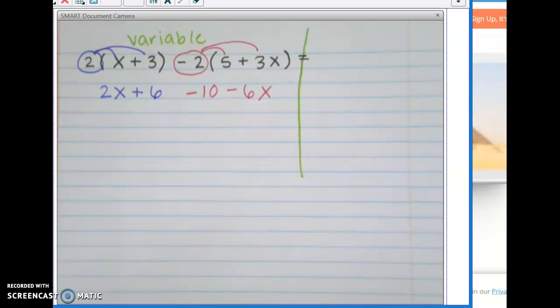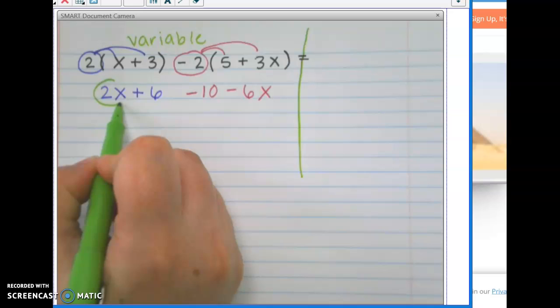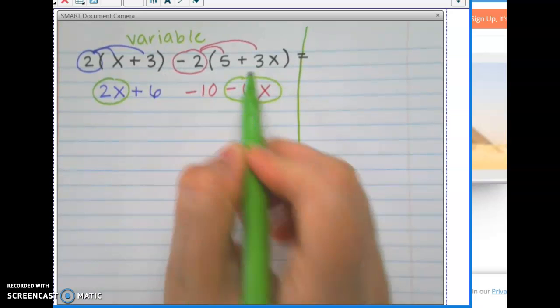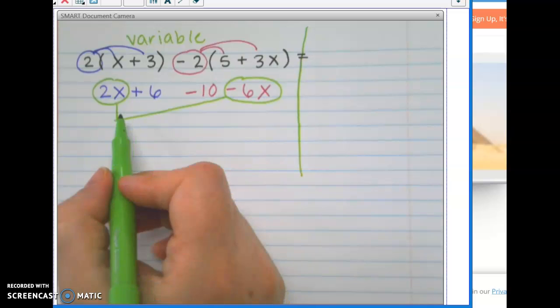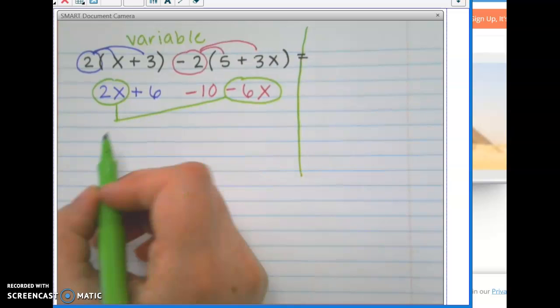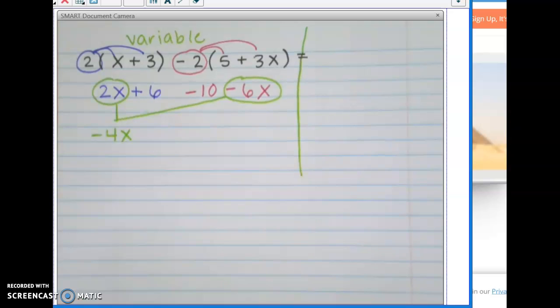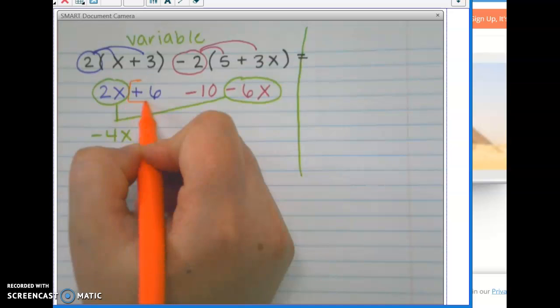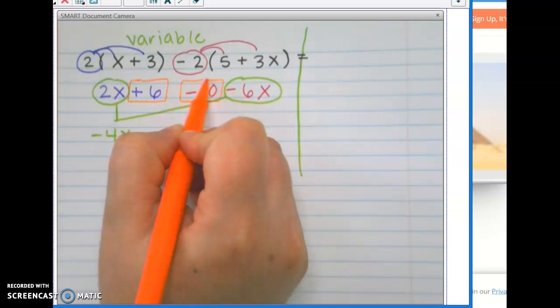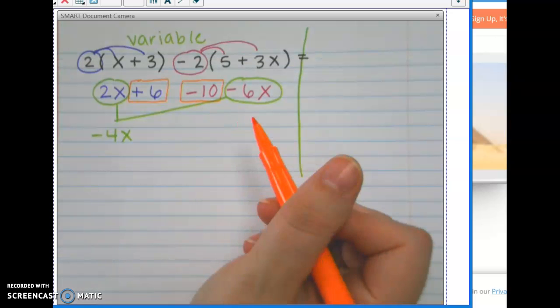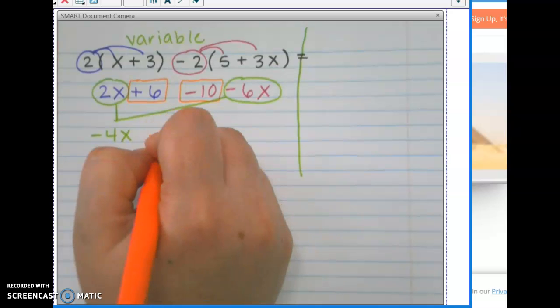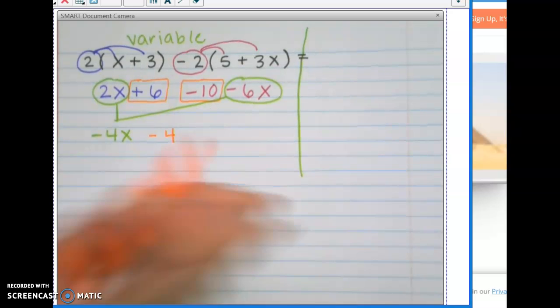All right, so I can combine like terms. This time around I have 2 x terms. I have a 2x and a -6x. So if I combine 2x and -6x, that's like 2 take away 6. That's going to be -4x's. My constants, I have a +6 and a -10, so it's like 6 minus 10. 6 minus 10 is -4.